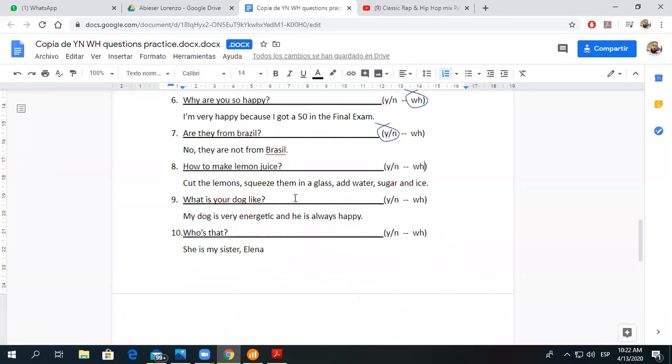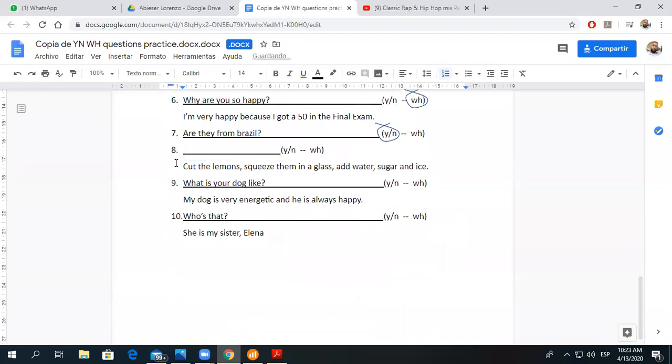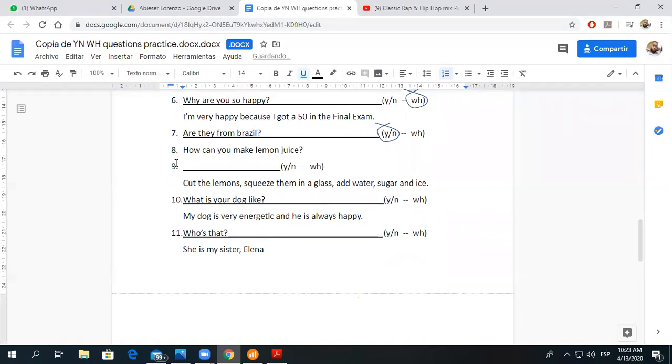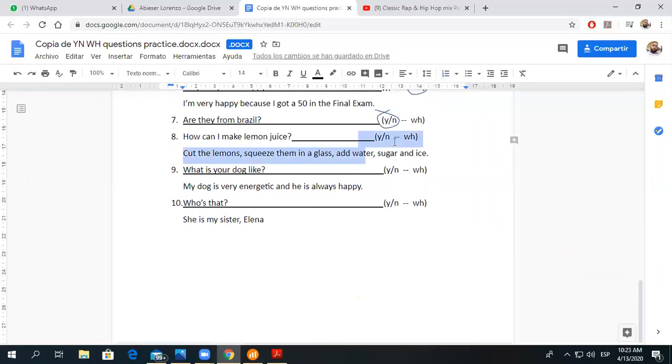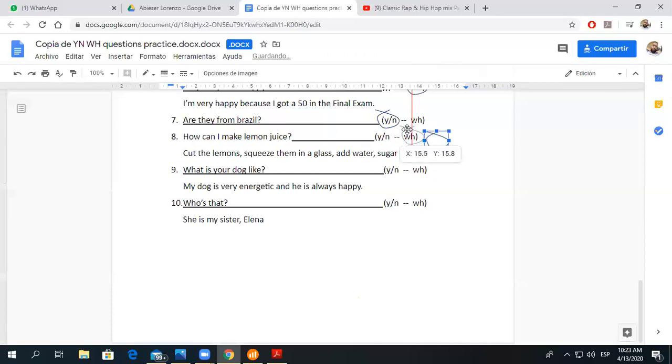Cut the lemons, squeeze them in a glass, add water, sugar, and ice. Okay, so this: how to make lemon juice? That's not a question. This is one option that you can use. How can you make lemon juice? How can I make lemon juice? Same thing. Or you, whatever. So cut the lemons, squeeze them, and this is a WH question.